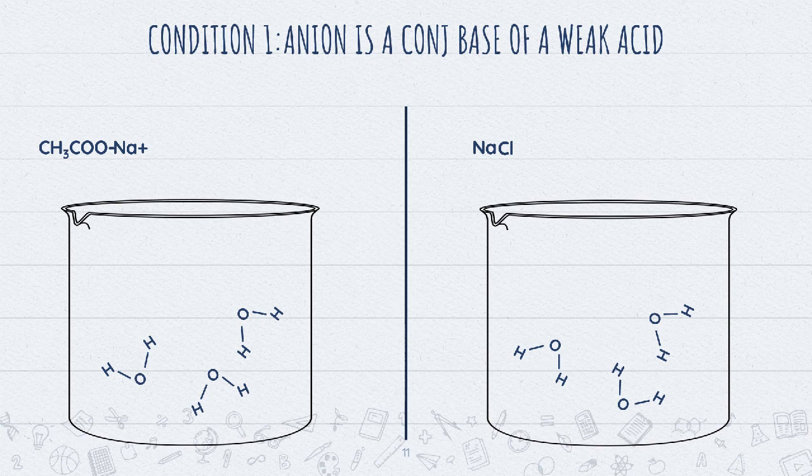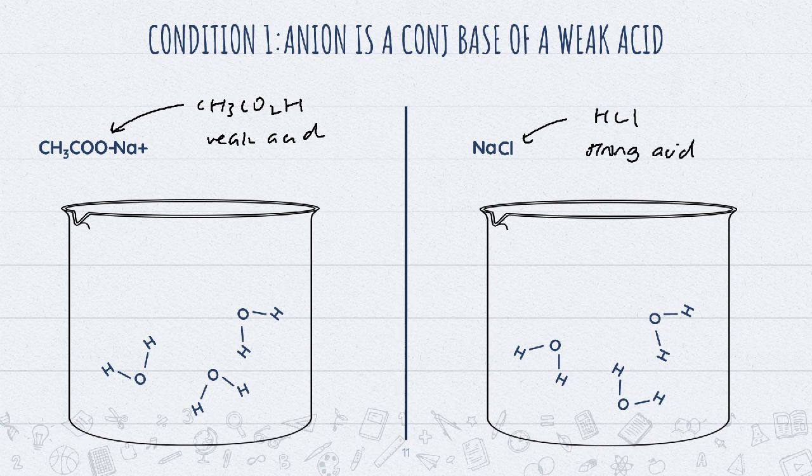Okay, as we can see, both salts have the same cation, Na+, so we shouldn't really care about the cation for now. Let's focus on the anions. The anion on the left is ethanoate, which is the conjugate base of ethanoic acid. On the right, our chloride anion is the conjugate base of hydrochloric acid. As we know, ethanoic acid is a weak acid and hydrochloric acid is a strong acid.